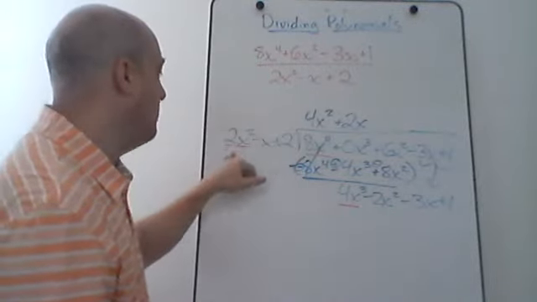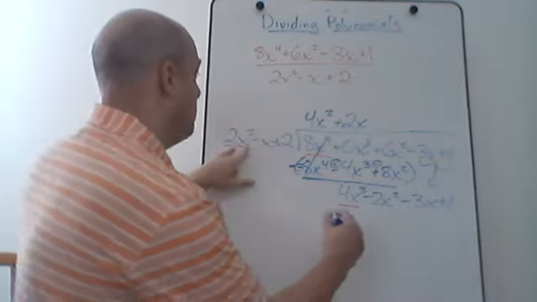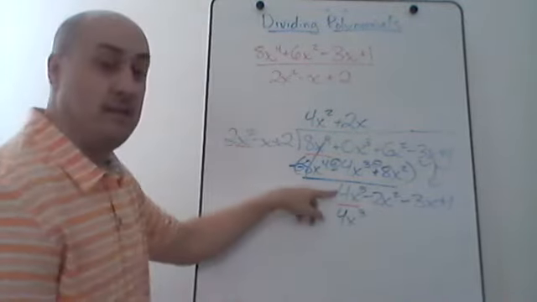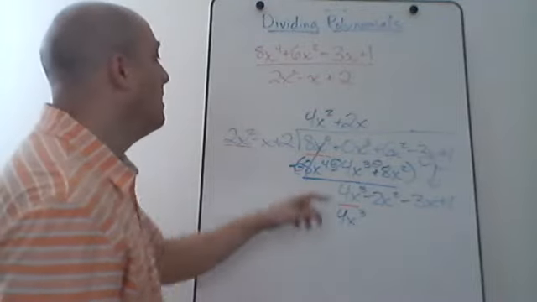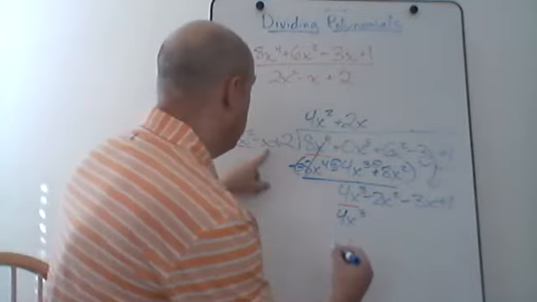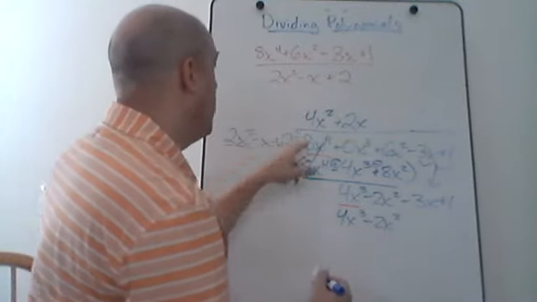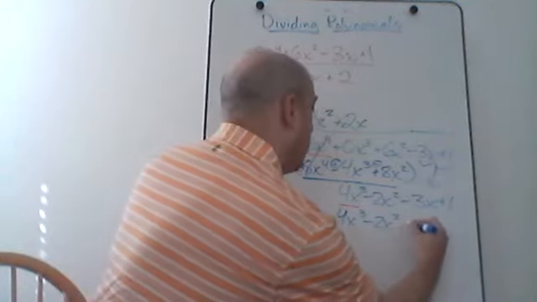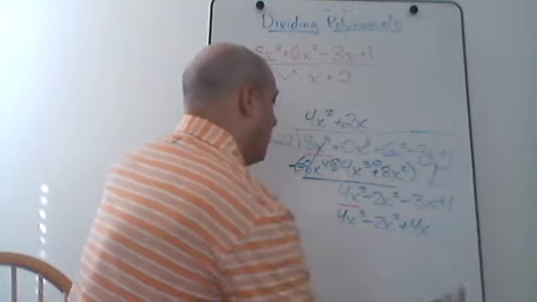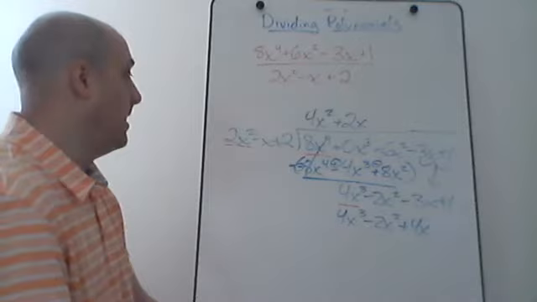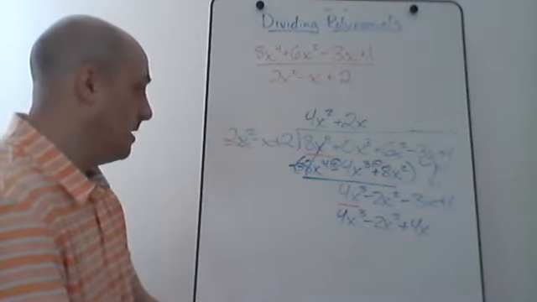When I do 2x times now all this stuff, 2x times 2x squared is going to be 4x to the third, which again should be exactly the same as the term right above it. 2x times minus x, let's make sure I do this right this time, that's going to be minus 2x squared. 2x times 2 is going to be plus 4x. All right, just looking at it again to make sure I don't make any more mistakes. Looks like I did all that right.